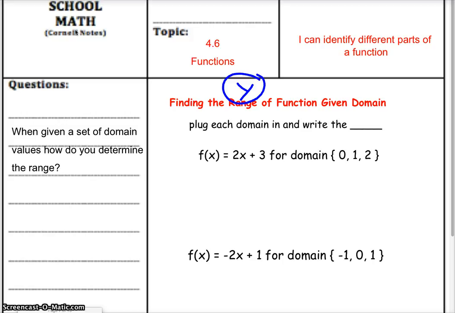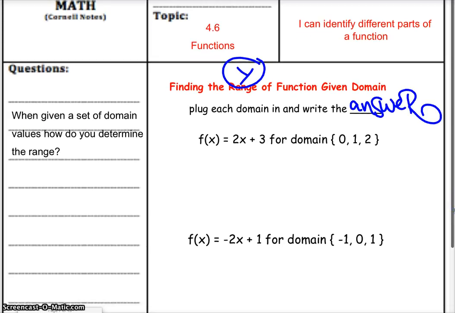What I'm going to do to find the different ranges is plug each domain in and write the answer. That answer is going to be my range. So if I was given the following function, f of x equals 2x plus 3, and these are my domains. Remember, domain means x's. So if my domain is 0, 1, 2, I want to know what my range would be.